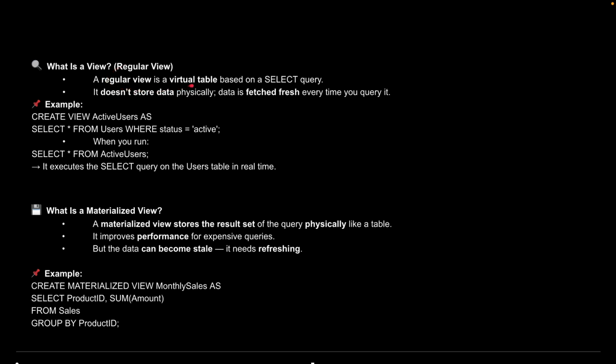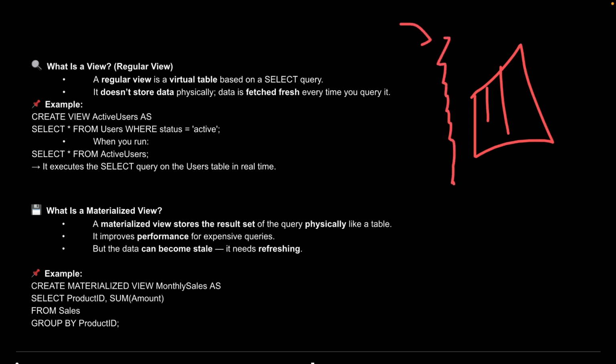Basically, a regular view is a virtual table based on a select query. So remember that it is a virtual layer in short. Okay, so you have a table. Let's suppose you have a table, and a view is just a virtual layer on top of this.